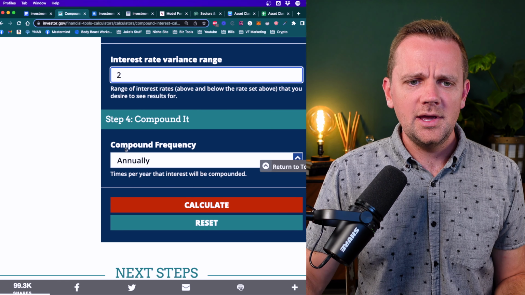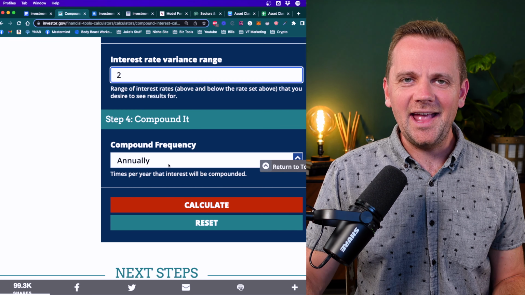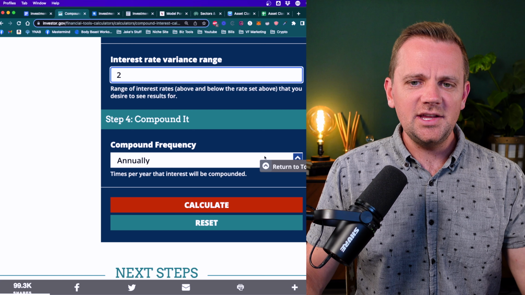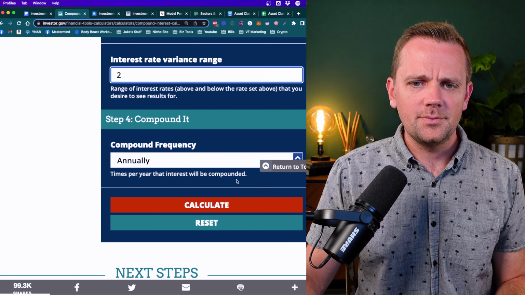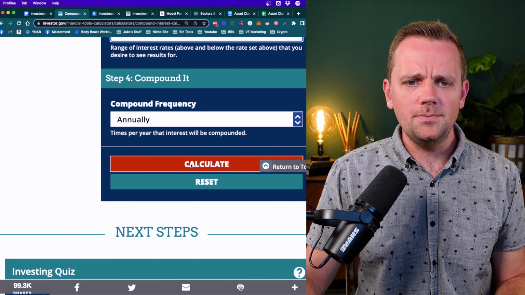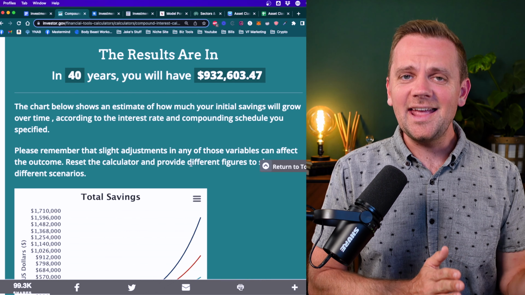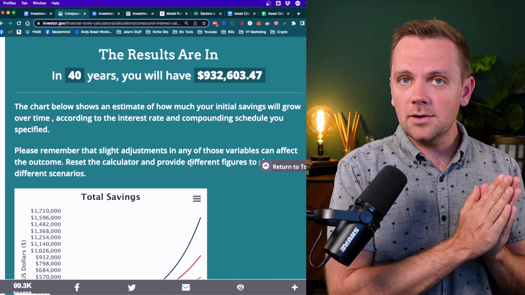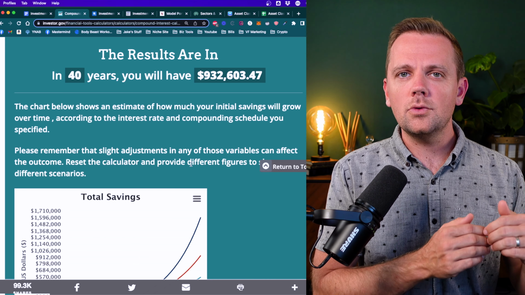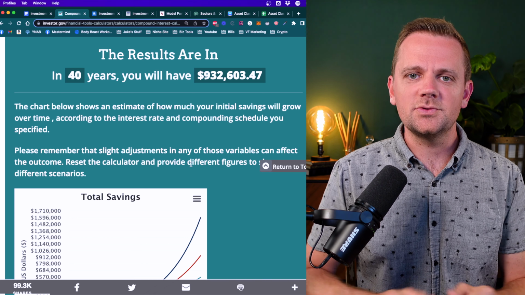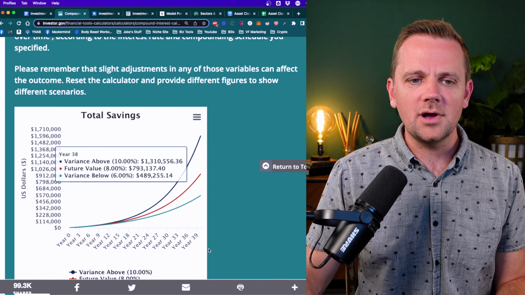So we'll go down here, and the compound frequency, we're just going to leave it at annually. If you have some investment account that compounds more frequently, you can change this number. But for now, we're just going to keep it at annual, and I'm going to hit calculate here. So as you can see, at an 8% return, $300 a month, even starting from 0, if you let it grow long enough, it'll be over $900,000, which is amazing. And that's that power of compound interest.